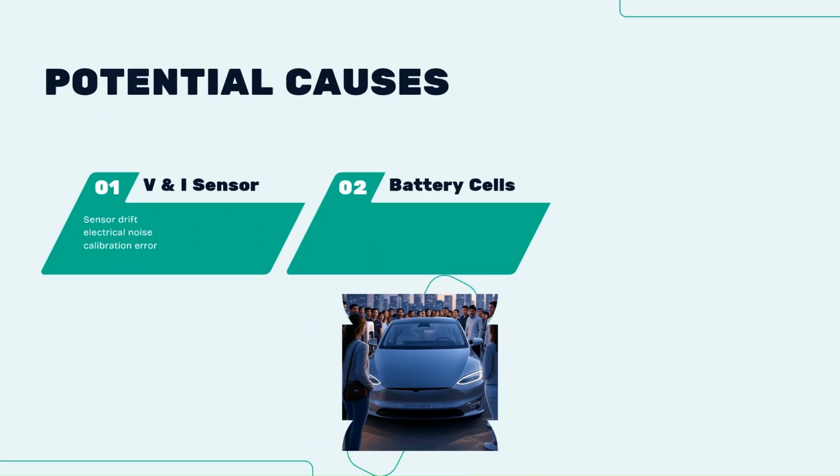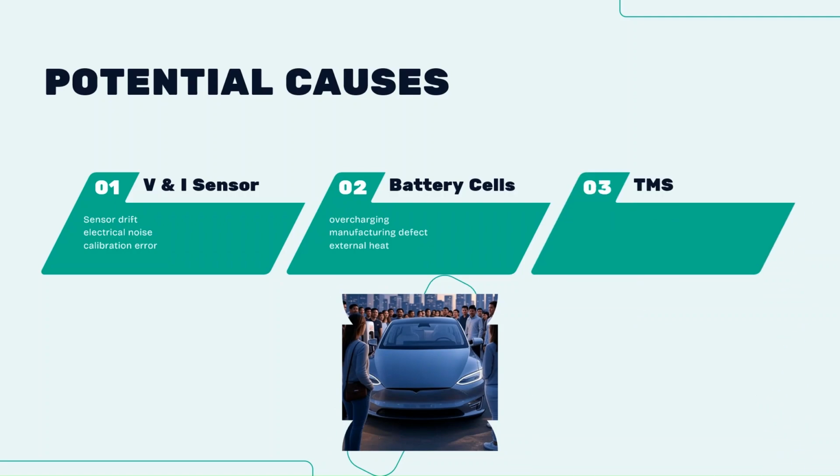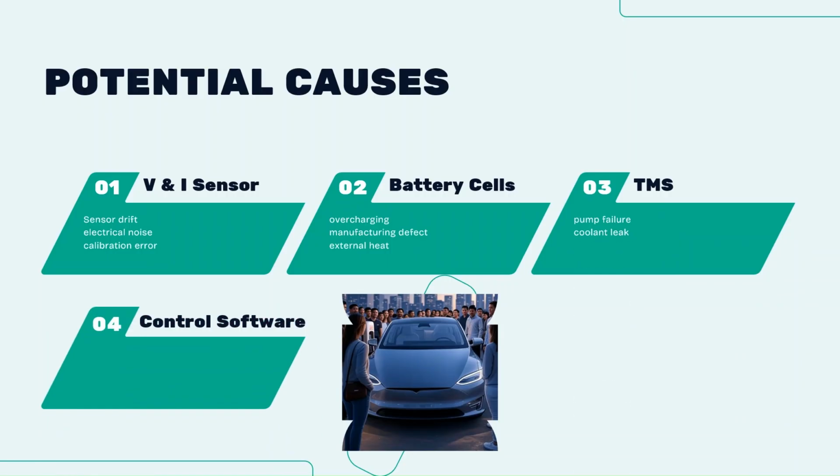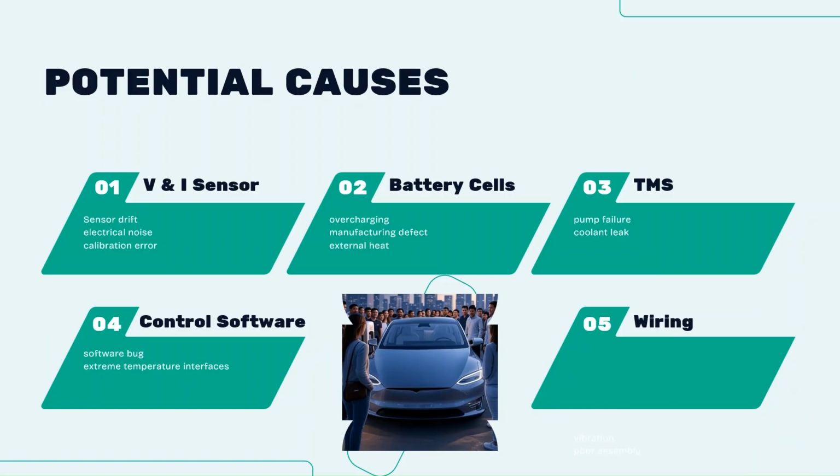For the battery cells, it could be overcharging, manufacturing defect, or external heat. For the TMS or the thermal management system, it could be pump failure or coolant leak. For control software, it could be software bug, extreme temperature interferences. For wiring, it could be vibration and poor assembly.